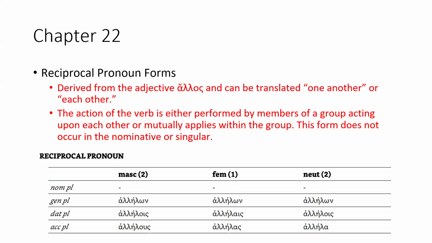Reciprocal pronoun forms. These are derived from the adjective allos and can be translated one another or each other. The action of the verb is either performed by members of a group acting upon each other or mutually applies within the group. This form does not occur in the nominative or singular. So here's the paradigm for the reciprocal pronoun. You can take a look and again, pause the video and become familiar with it.